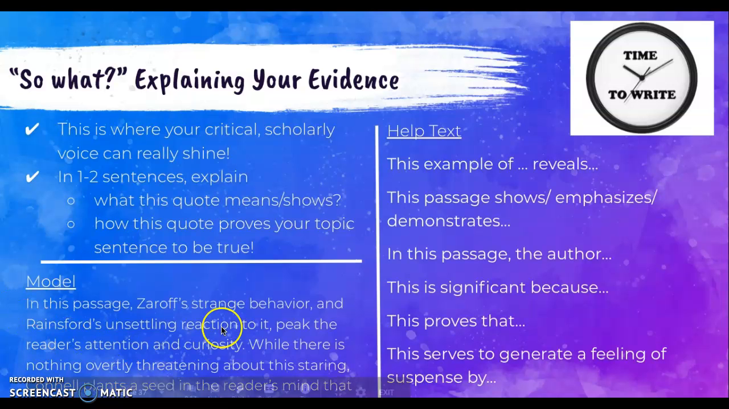Now, here on the right, we have, again, multiple pieces of help text that you may use in the formation of your explanation sentences. This example of blank reveals blank. This passage shows or emphasizes or demonstrates. And then maybe you want to switch it over to this is significant because, or this proves that, to really tie back to that topic sentence of yours. Go ahead and pause your video now and work on those two explanation sentences.